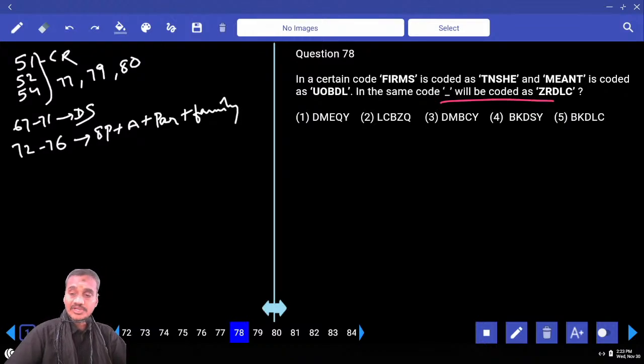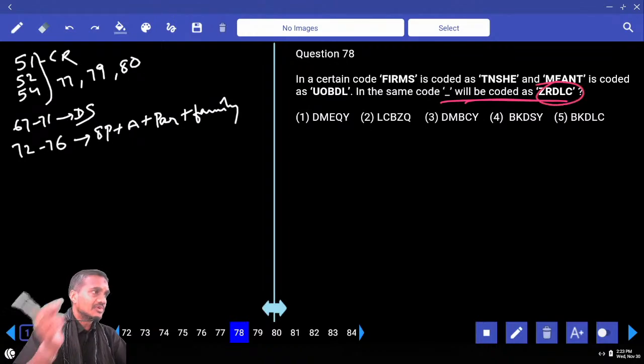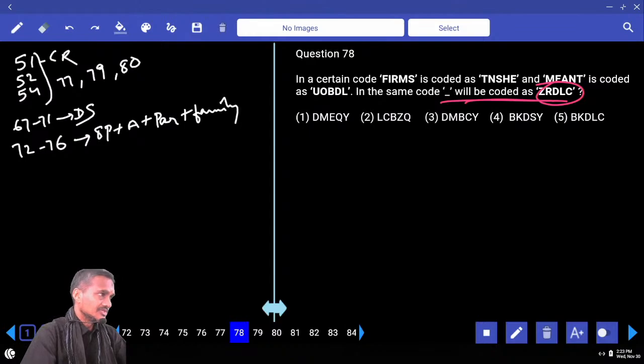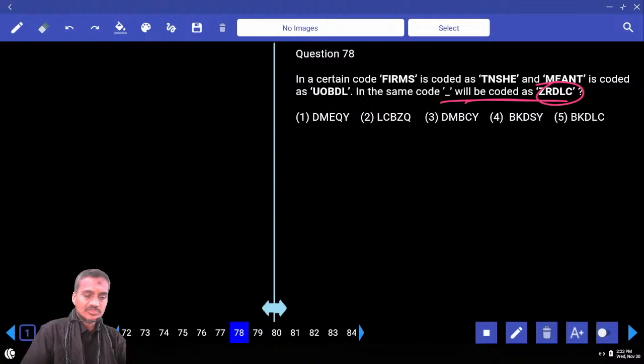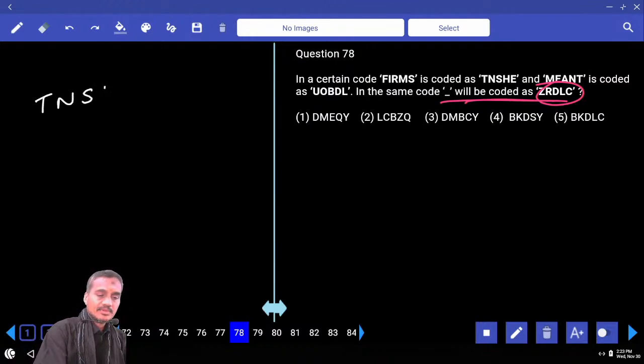Decoding. Dash is coded as. That means what is given? The code is given. Now he is asking for the word that is coded as this. The word that is coded as ZRDLC. The code is given and the word is asked, that means we need to move in the reverse order. So let's start in the reverse order only. TNSHE is the code. Now for this TNSHE, what is the word?